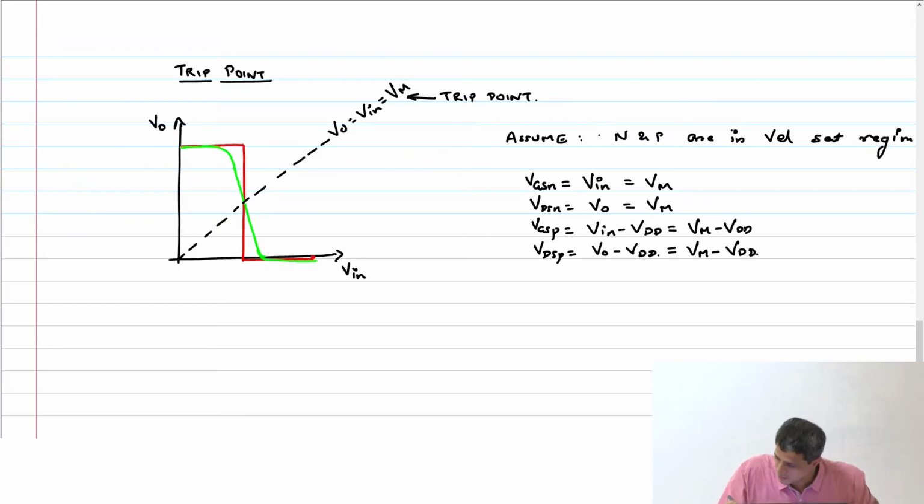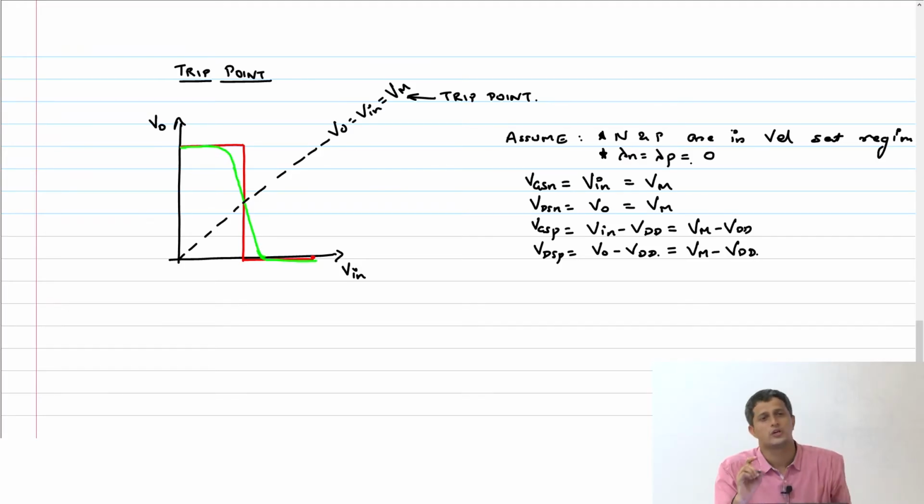We will make one more assumption just to not complicate our derivation. Lambda N equal to lambda P equal to 0, no channel length modulation. You can put that in, you will just get some random quadratic equation to solve and it will give you no insight into how it actually controls various things. Okay. So now, what is the current through my NMOS transistor at this point?